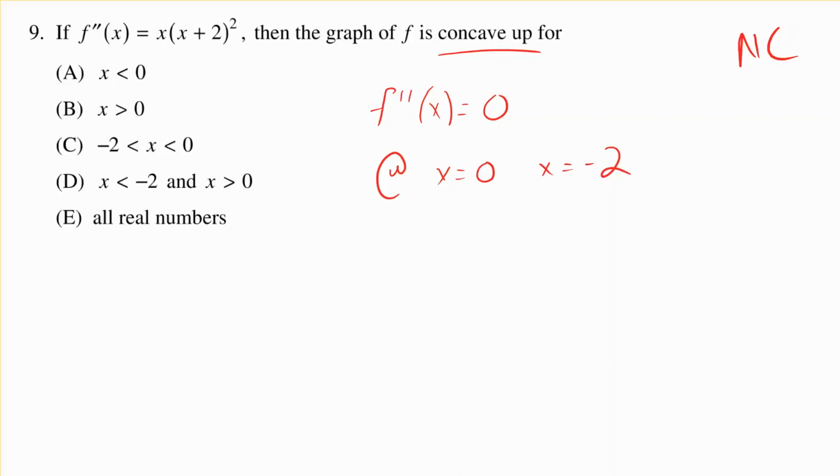So then we just got to run that through our second derivative test, -2 and 0, and see where it's concave up or where it's positive. So if I put in a large negative, let's go like -5, I get a negative times something that's always positive. So that's going to be negative. If I put a -1 in, I get a negative times something that's always positive. And if I put in any positive value, I get a positive times something that's always positive. So it's concave up, greater than 0.